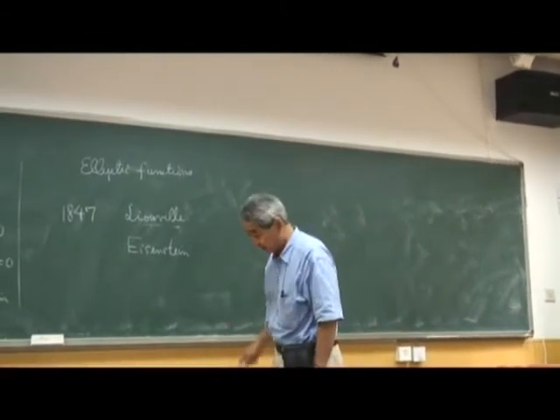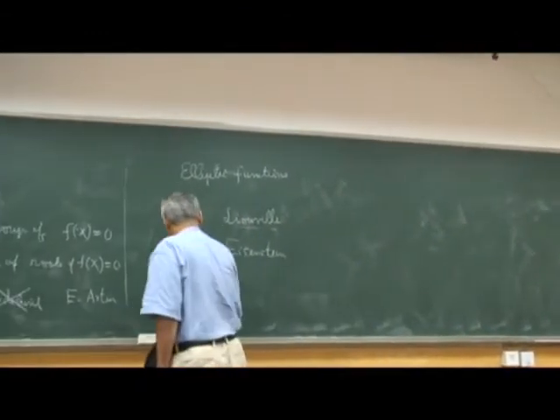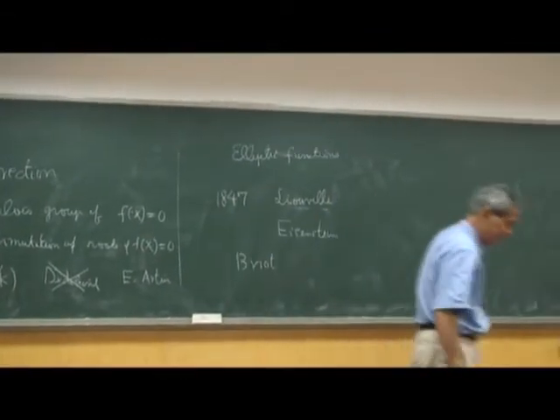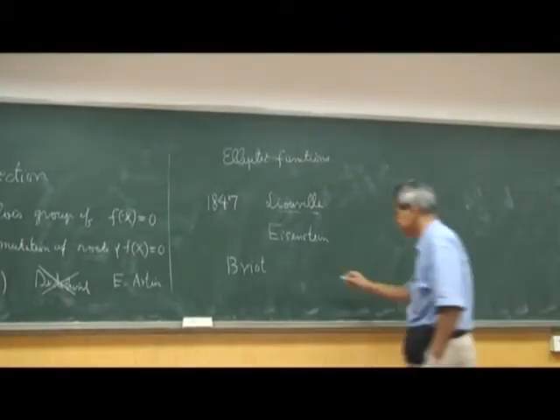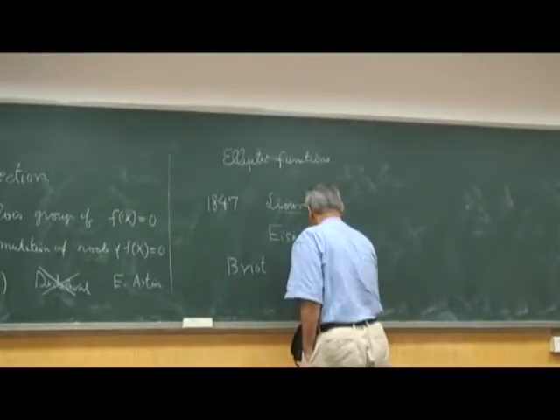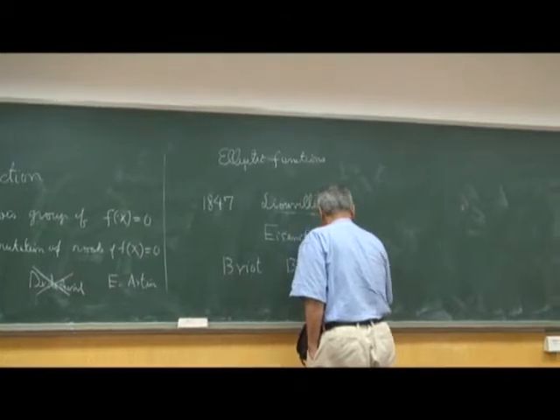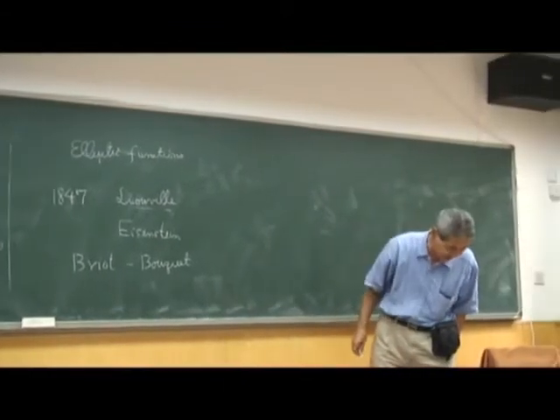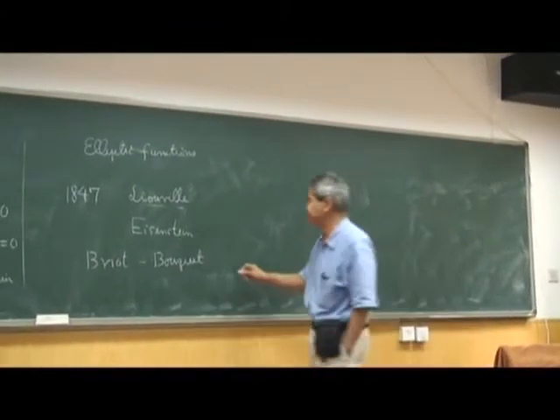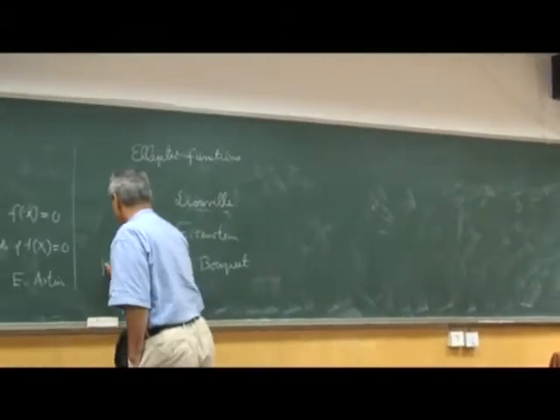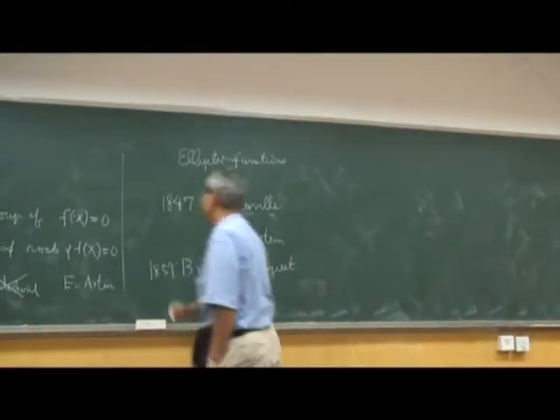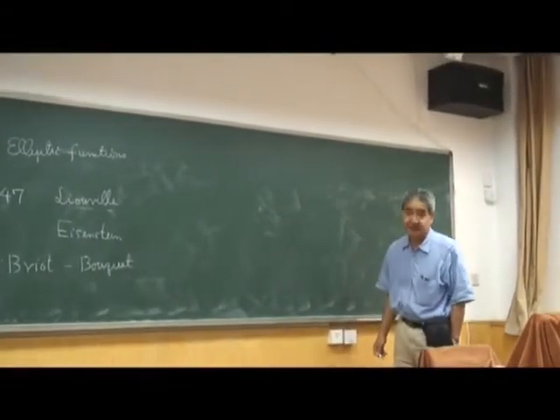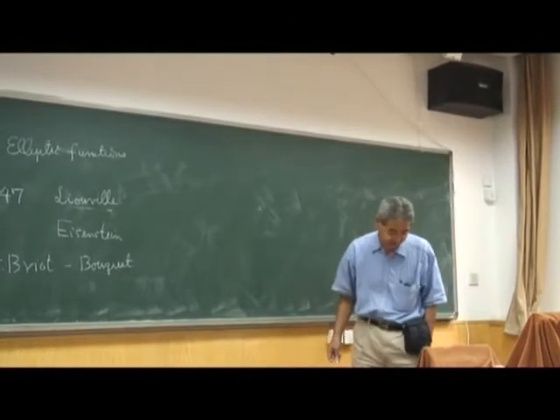But Briot and Bouquet wrote a book on elliptic functions, and it was published in 1859. So this is the first book written on elliptic functions based on the function theory, not the elliptic integrals.